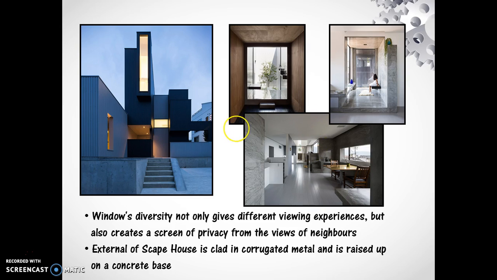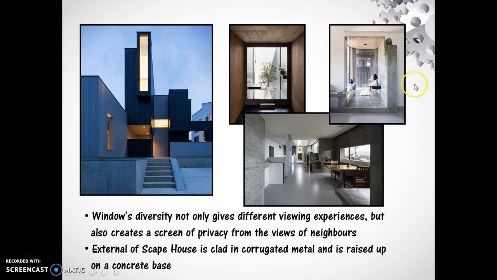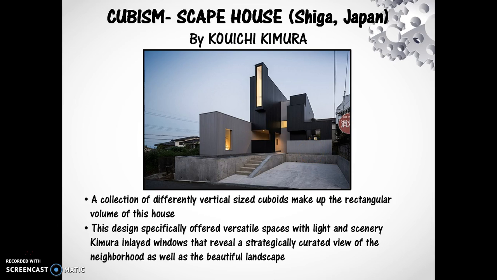Overall, for Scape House, the exterior is clad in corrugated metal and is raised up by the concrete base. As you can see from here, the building is raised up by the concrete base, so it doesn't totally stick to the ground. So this Scape House is very Cubist. As you can see, the design is also very geometric, and it's a very modern house, I can say. So that's what I want to talk about for the Cubism building.